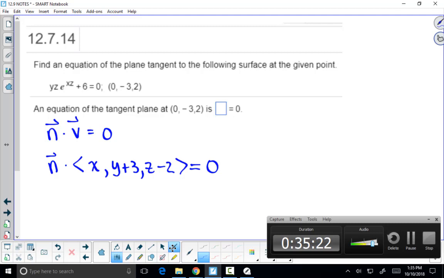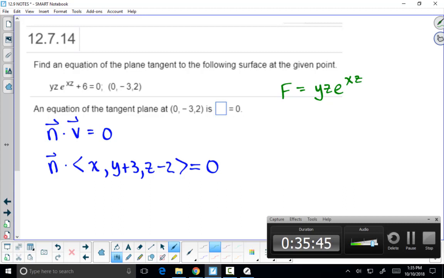Okay, so now we have a surface. We need a normal to the surface. So how do we find a normal to that surface? Take the gradient. We take the gradient of the parent function. So we build a parent function that has our surface as a level surface. So the parent function that we're going to build is going to be that.